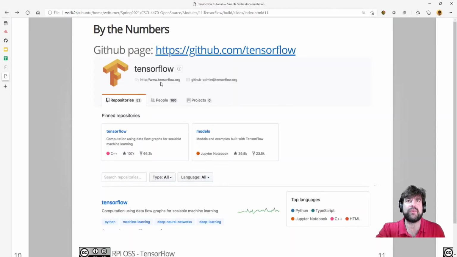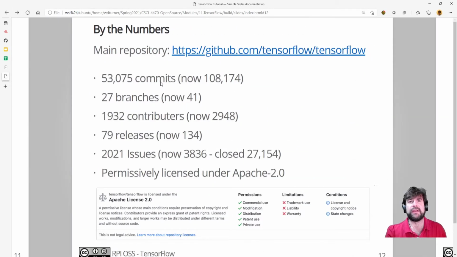In 2019, when I generated this slide, there were 52 repositories, 160 people. And how many commits? There were 53,075 commits. In 2 years, that's doubled. It's now about 108,174. There used to be 27. I think those are active branches. There are now 41 active branches. There used to be 1,932 contributors. Now, a year and a half later, it's 2,948, and 134 releases now.